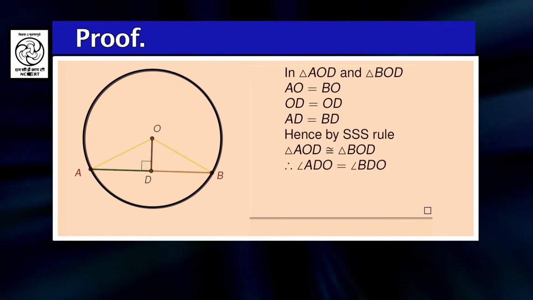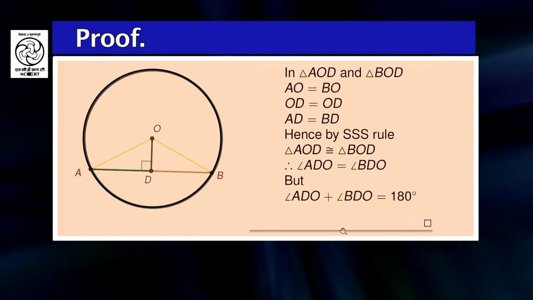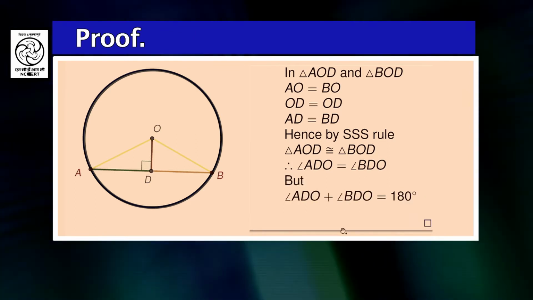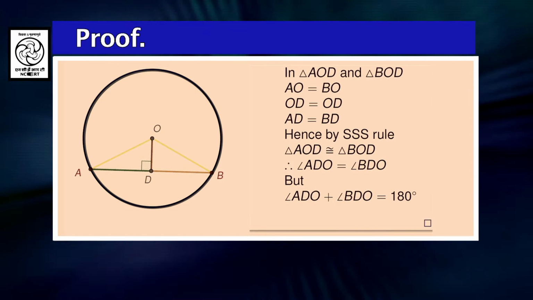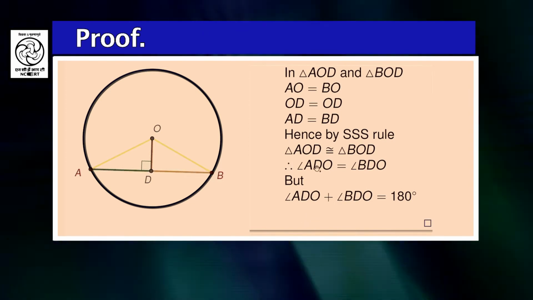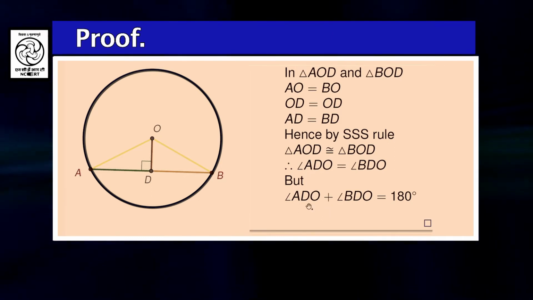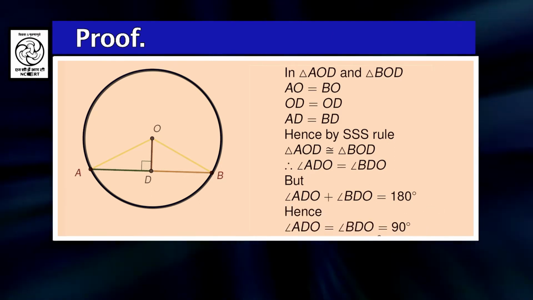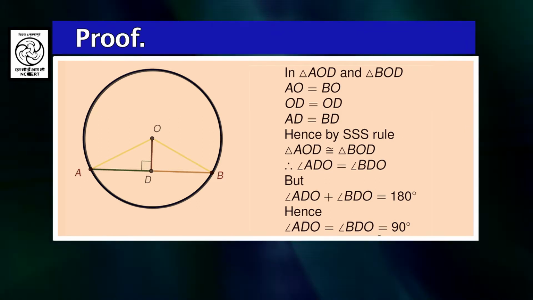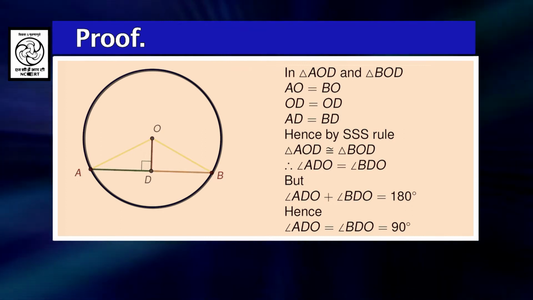Therefore, angle ADO is equal to angle BDO, but angle ADO plus angle BDO is 180 degrees because AB is a straight line. Combining these two facts, that angle ADO is equal to angle BDO and their sum is 180 degrees, we get both are equal to 90 degrees. So, hence we have proved that OD is perpendicular to AB.